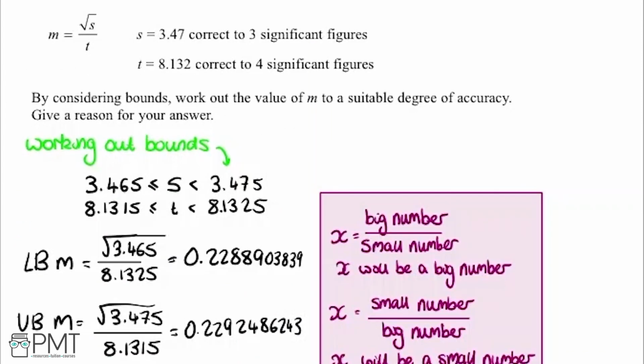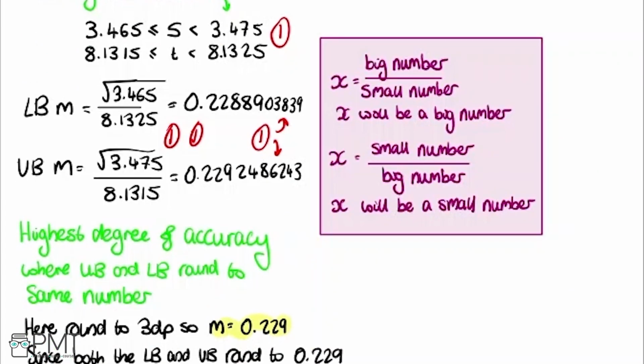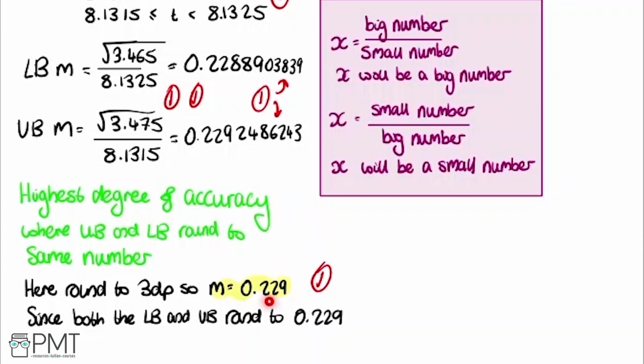So we get our first mark for trying to work out these bounds here. We got a second mark for realising we need to sub a combination of the upper and lower bounds into the equation. And we get another mark for choosing the right combination to sub in to get the lower bound and upper bound. We get another mark for getting the correct values here. Then we get the final mark for our answer of 0.229 and our reasoning for that.